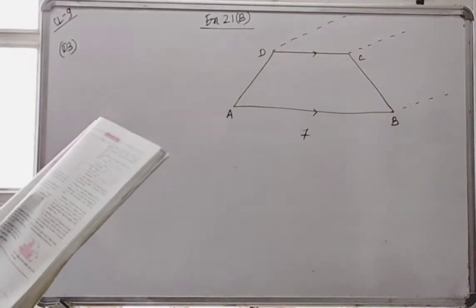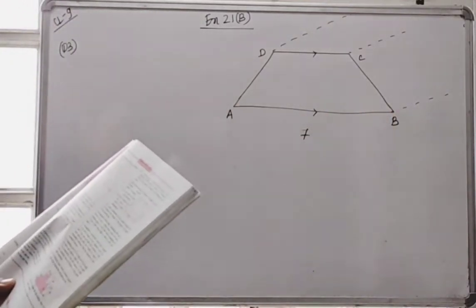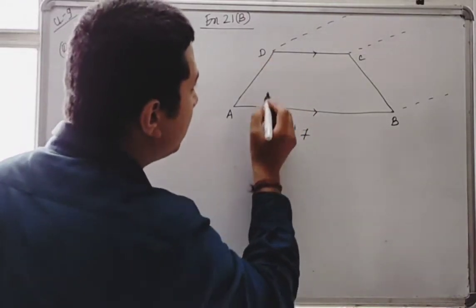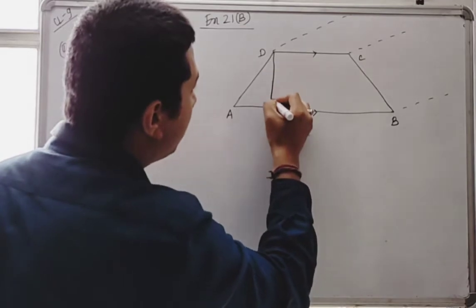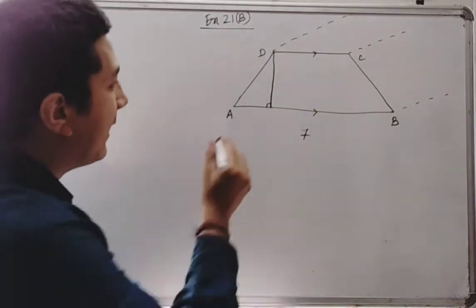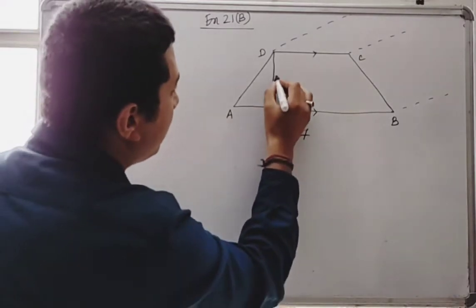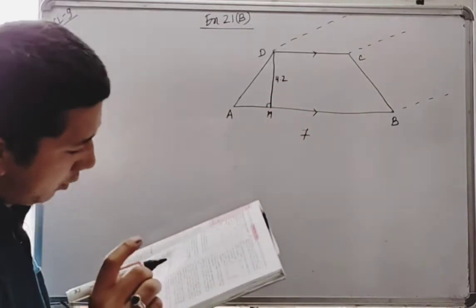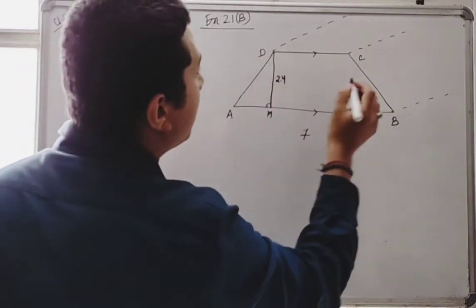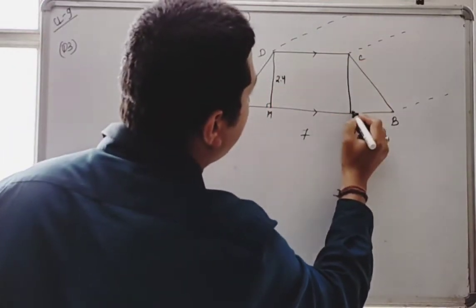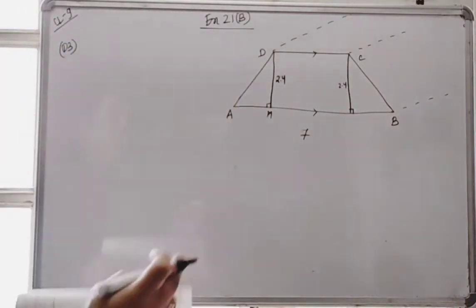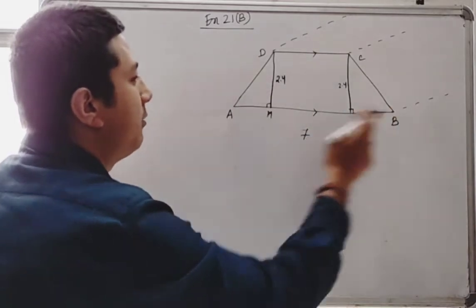The height of the tunnel is 2.4. Height means from here to here. If you drop a perpendicular here, and they name it DM, the height is 4.2, isn't it? 2.4, my mistake. The height is 2.4. Similarly, if you also drop a perpendicular out here, this will be 2.4. So this is the height, and this is the length from here to here.